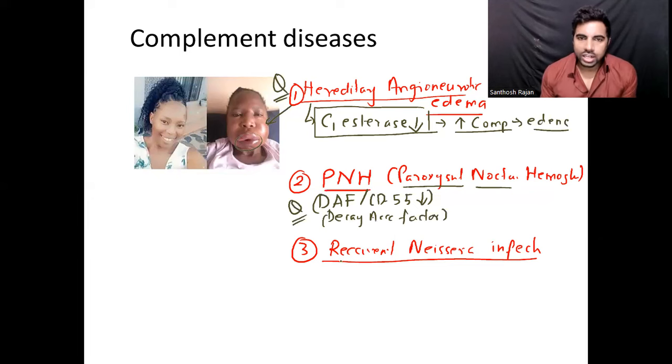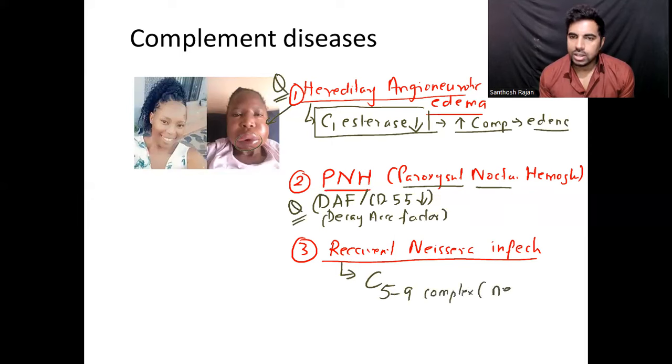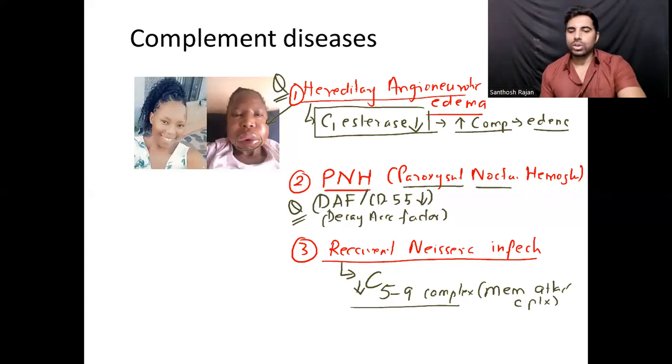One more question. Recurrent nasal infection, you know. This infection happens, one of the main reasons is a deficiency of the C5-9 complex, the membrane attack complex. Okay, we also call this the membrane attack complex. If you don't have this complex, you will have infections. Moreover, all the complements are normally produced in the liver. Mainly C3, C6, C9 in the liver, and a few also in macrophages and other places.